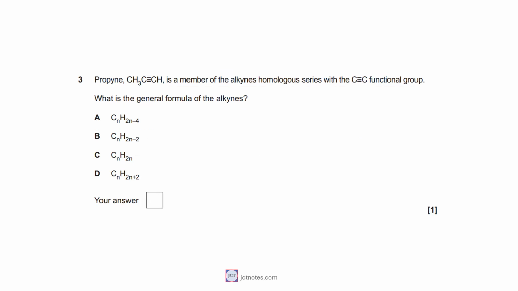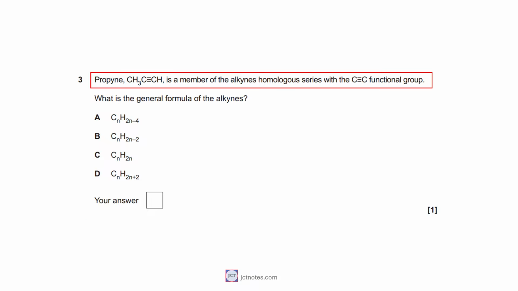In question 3, we are given the structural formula of propyne, a member of the alkynes homologous series with the triple bond functional group. We are asked to determine the general formula of alkynes from the four given options. The general formula for alkynes is option B. If unsure, write the molecular formula of the given compound, C3H4, and compare it to the given choices. By matching the format, you confirm that the correct general formula is CnH2n-2. The answer is B.